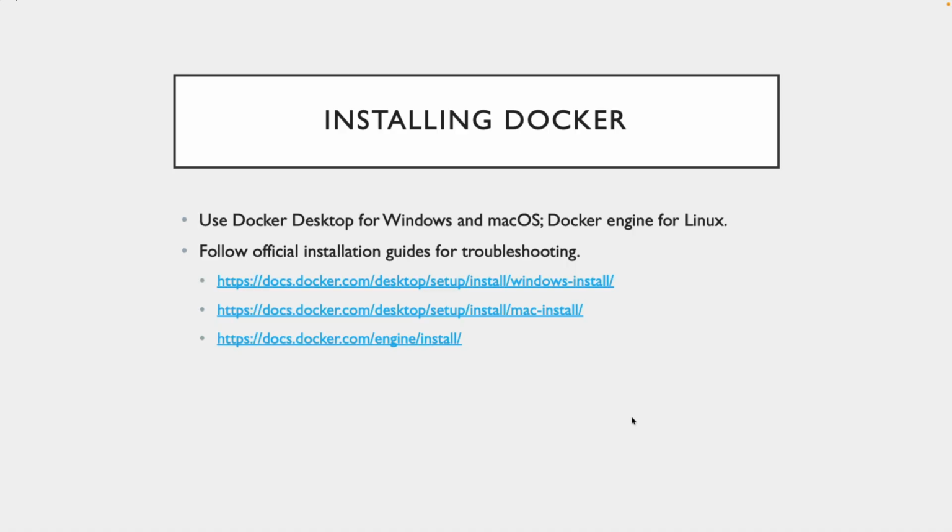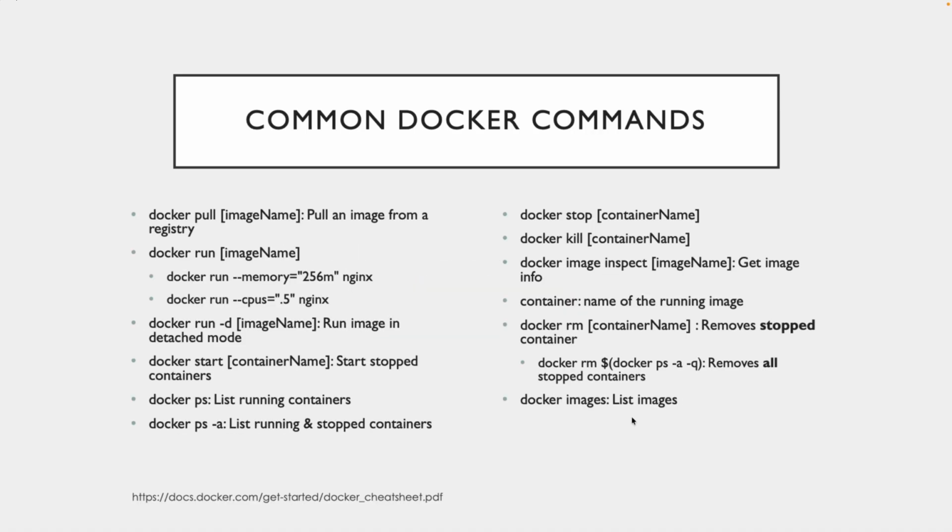First, we start with Docker. To install Docker, normally we use Docker Desktop for Windows and macOS, and Docker Engine for Linux. Just basically follow the official installation guide for troubleshooting. And here are some common Docker commands, which involve docker pull, docker run, start, docker ps, stop, kill. More of these commands can be found in the cheat sheet from the Docker documentation.